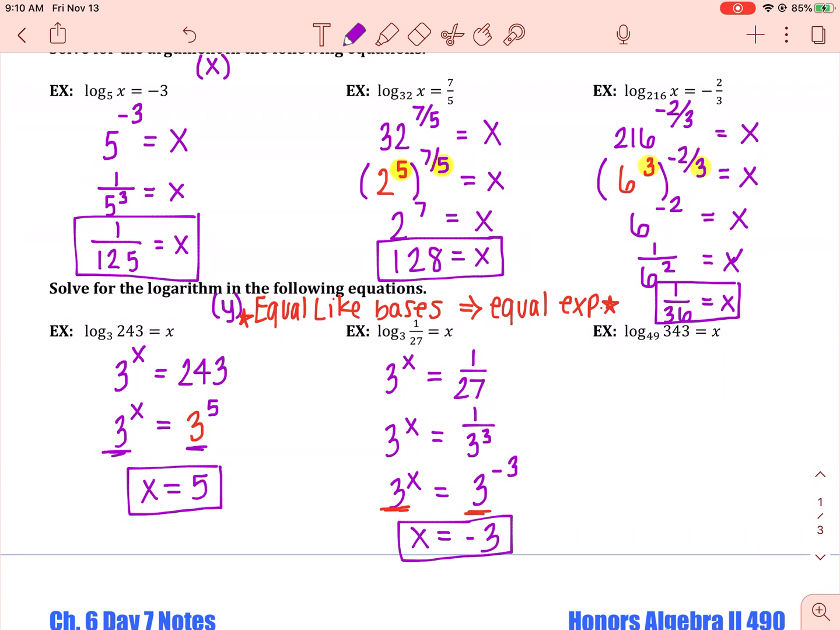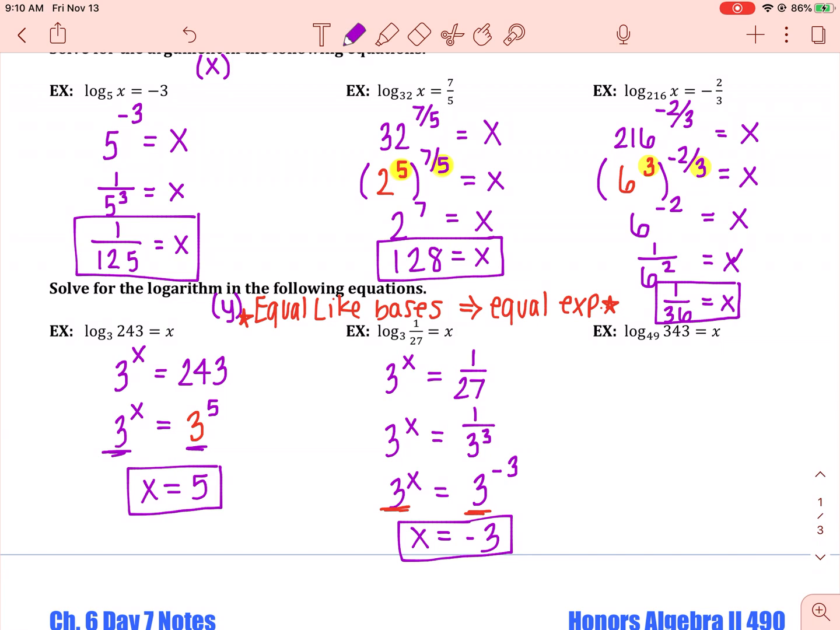And you can even check. For both of these, you can go back and check. 3 to the 5th does give you 243. 3 to the negative 3rd does give you 1 over 27. You try the last one.